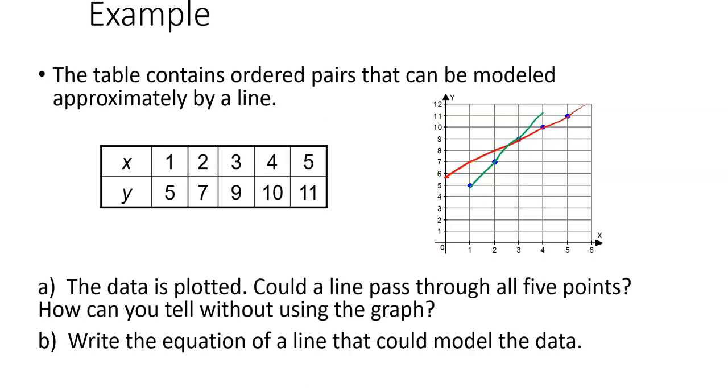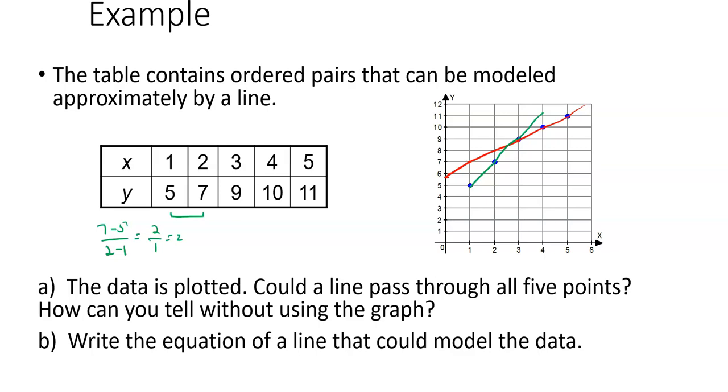Question says, how can I tell without using a graph? I can find the slope. Let's say I found the slope between the first 2 points here. Right? Change in y over change in x. So 7 minus 5 over 2 minus 1. The slope of that line is 2 over 1, which is 2.